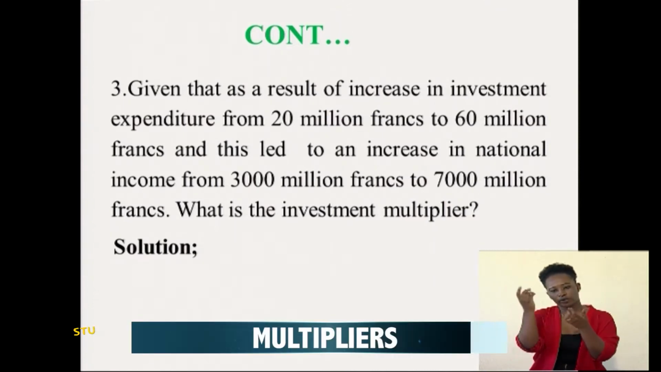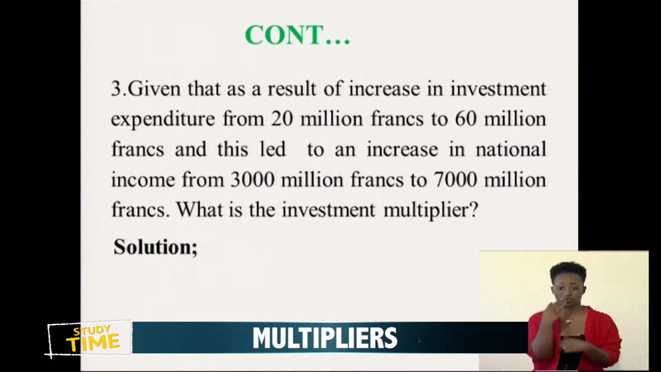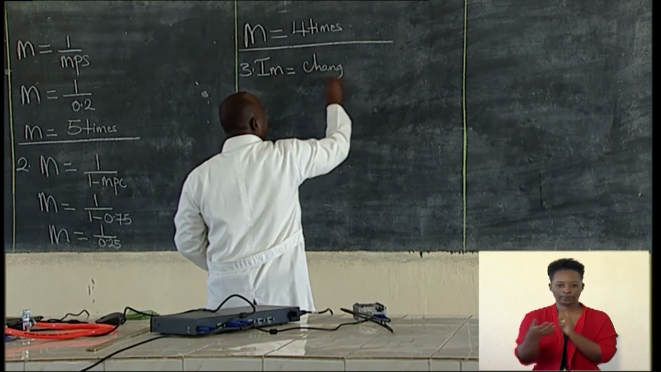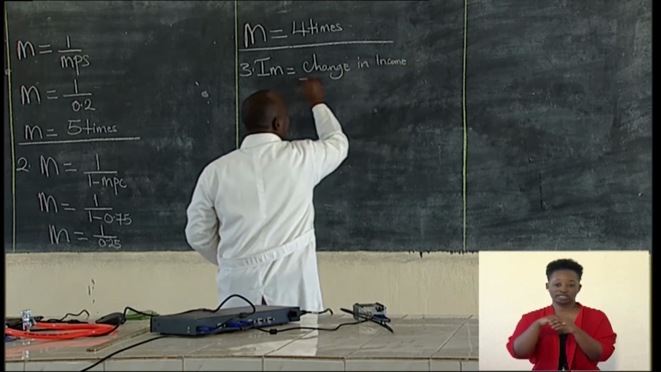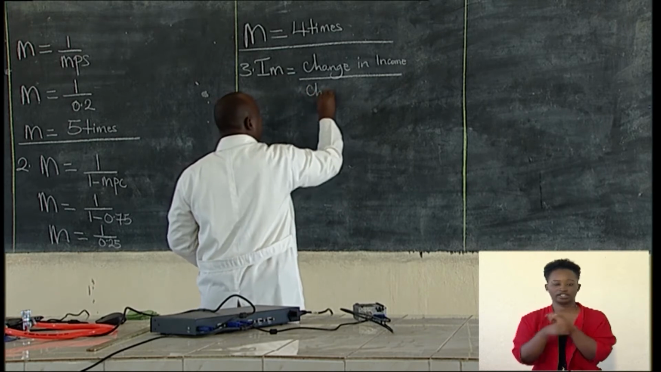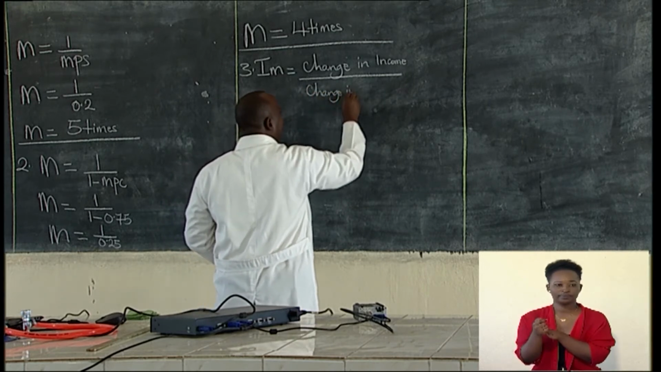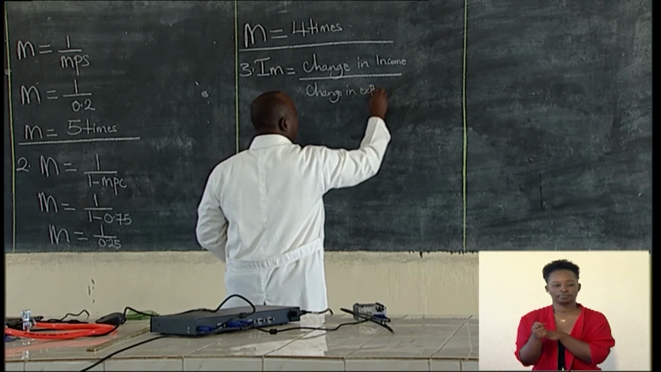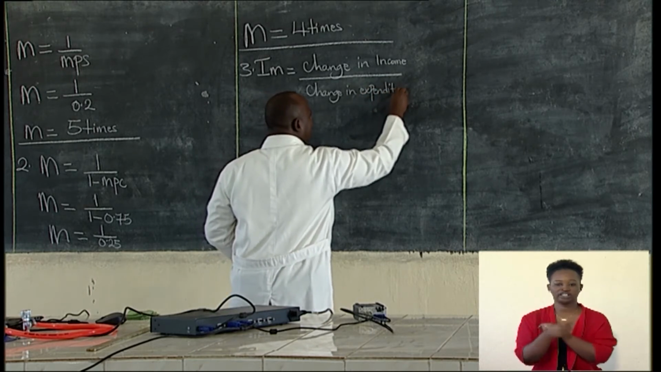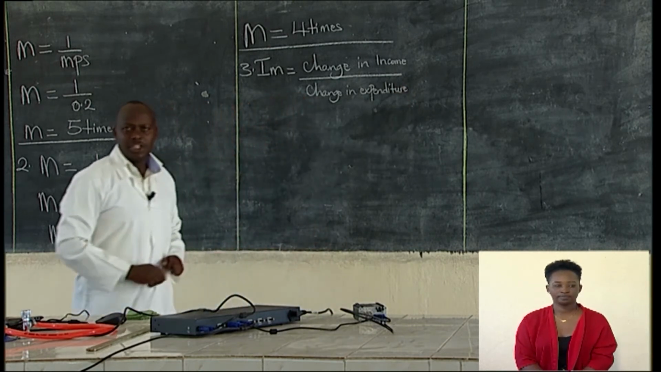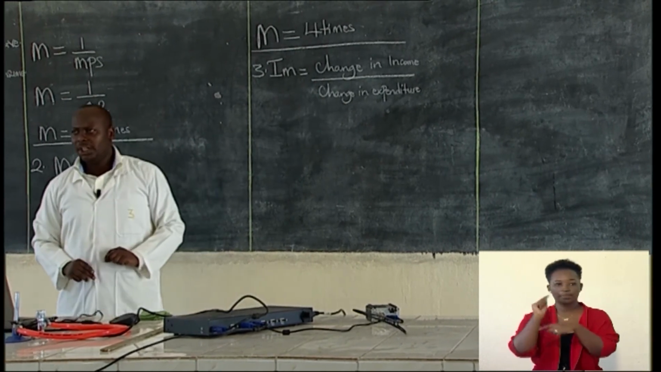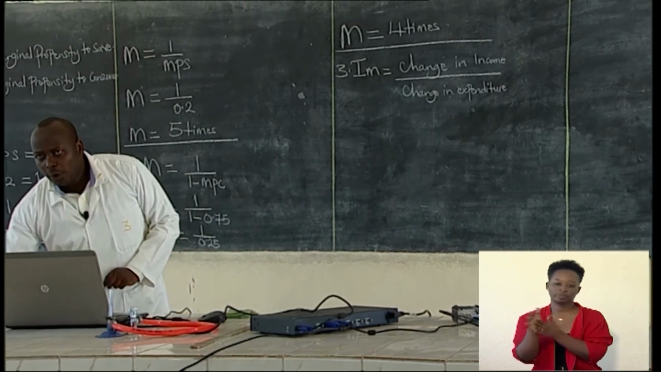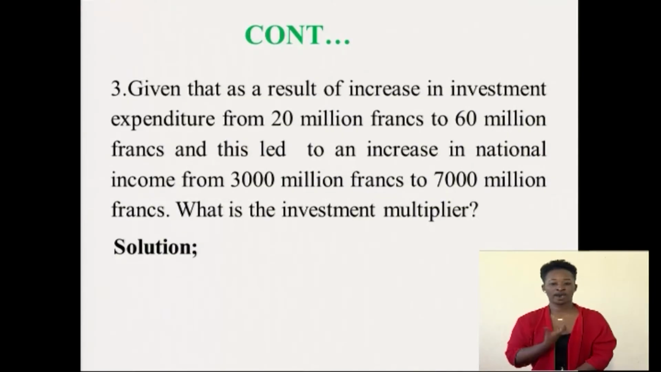Now, to get the investment multiplier on question 3, the formula is: we get the change in income divided by the change in expenditure. It is change in income divided by change in expenditure to get the investment multiplier. And on question 3, we have 2 expenditures and 2 incomes.